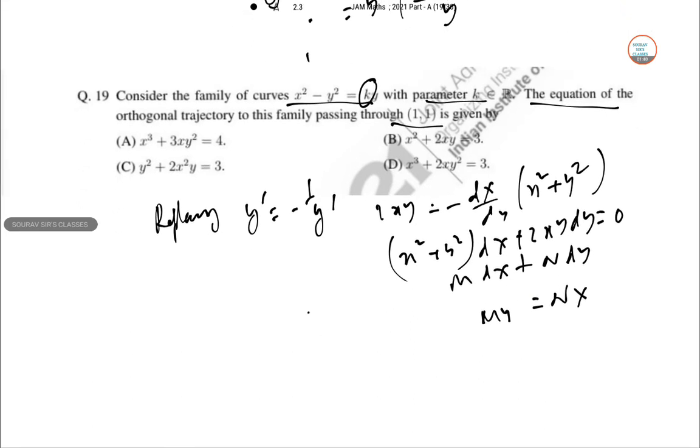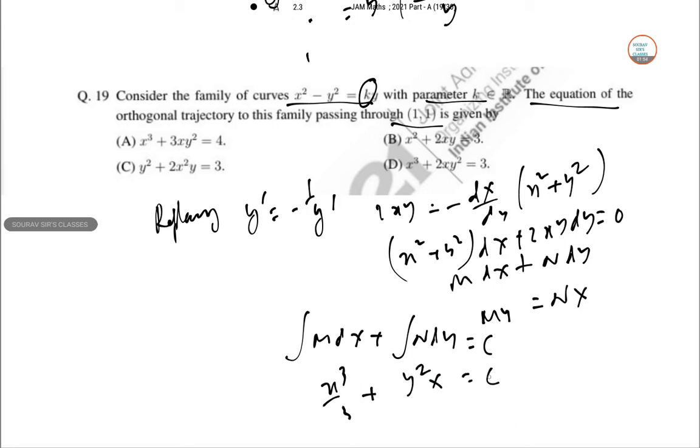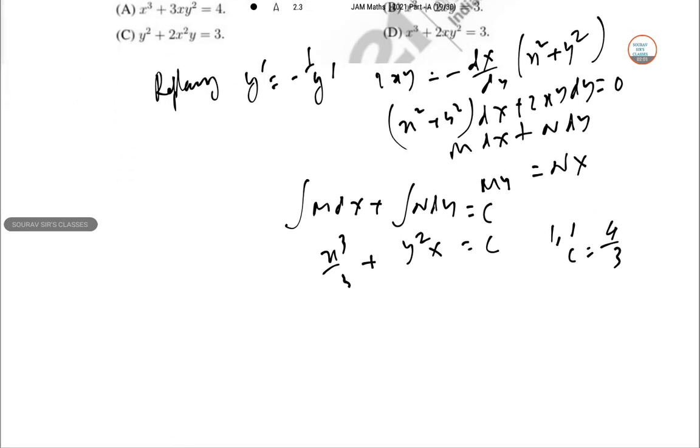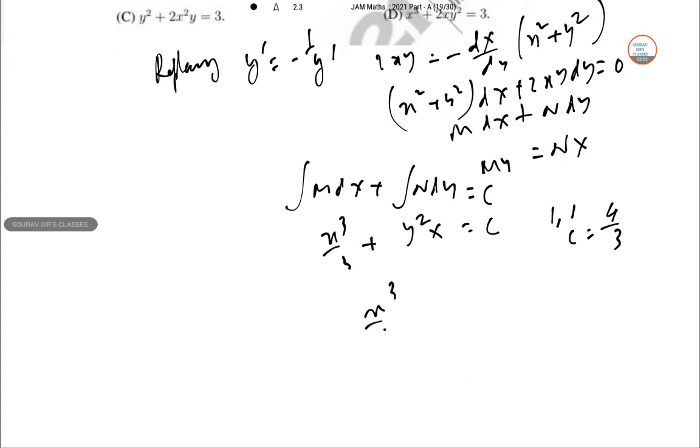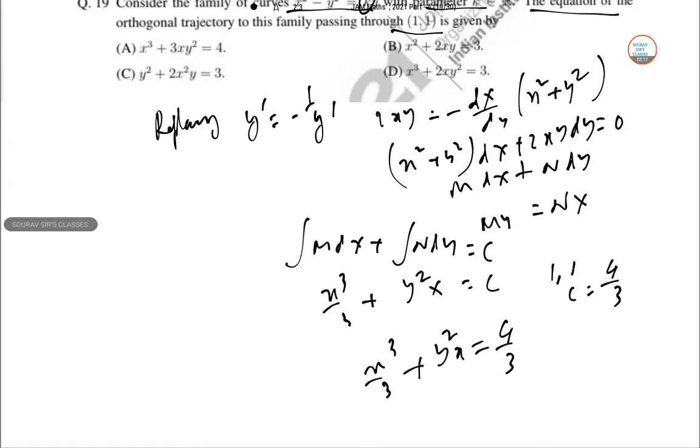So the solution is the integration of M dx, treating y as constant, plus the integration of those terms of N free from x, equal to c. That gives x cube by 3 plus y squared x, and the remaining term is free from x. At (1, 1), c equals 4 by 3. So the final answer is x cube by 3 plus y squared x equals 4 by 3. The answer to this is A.